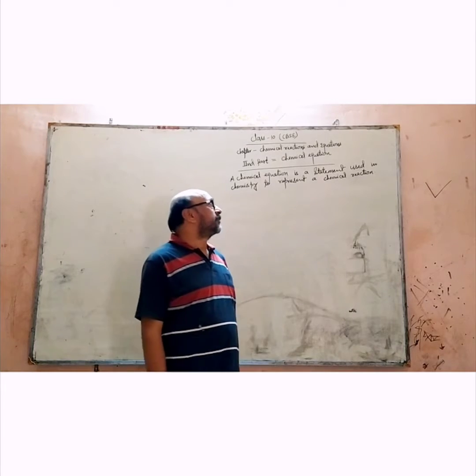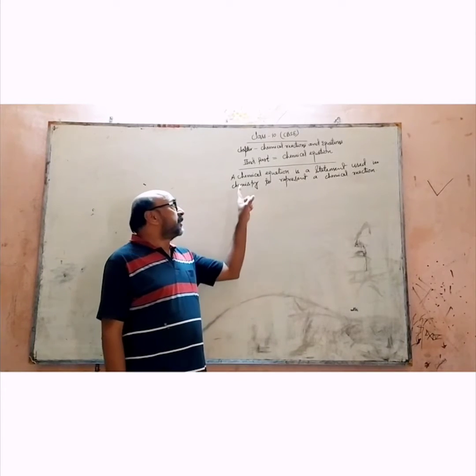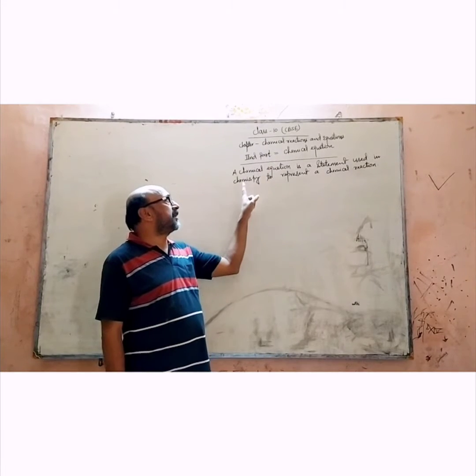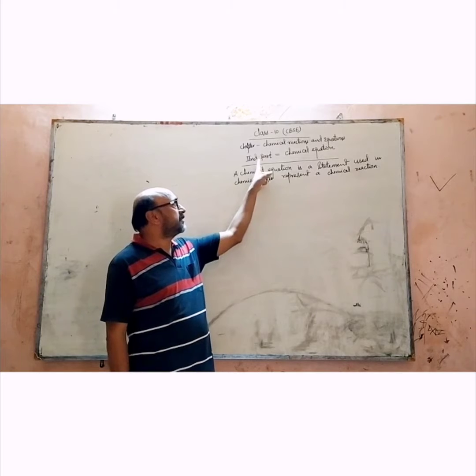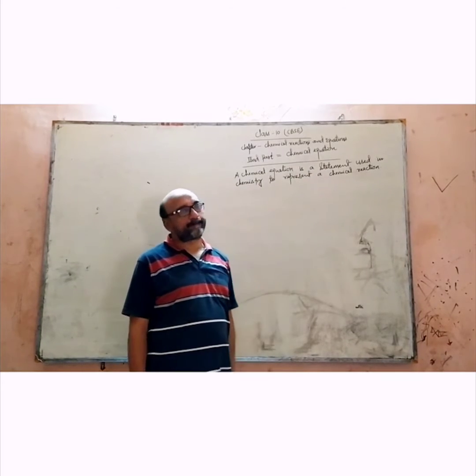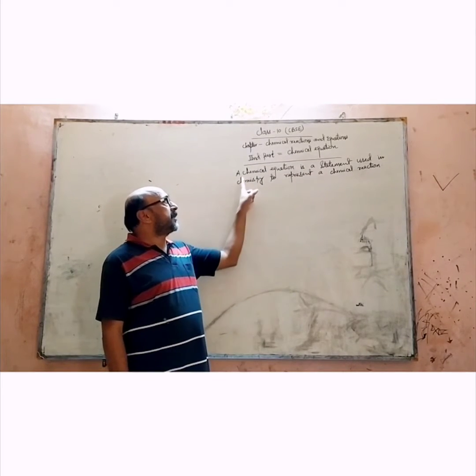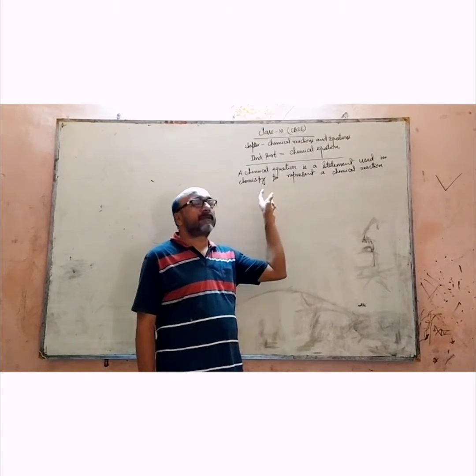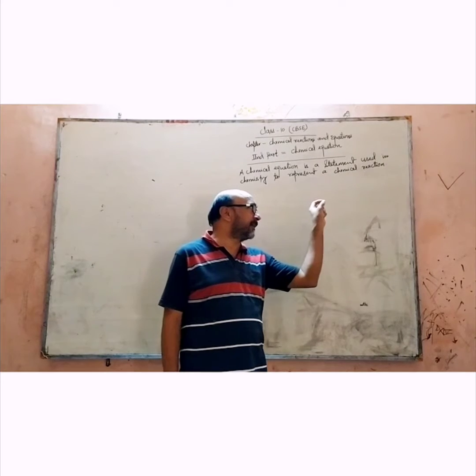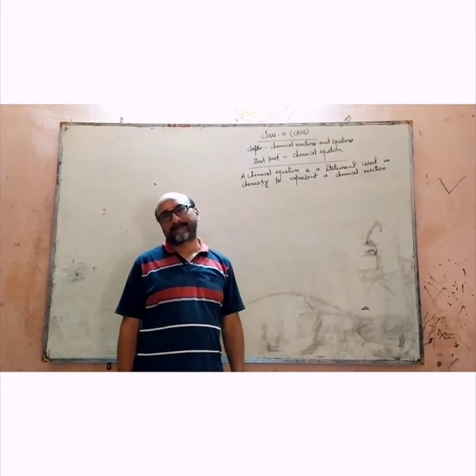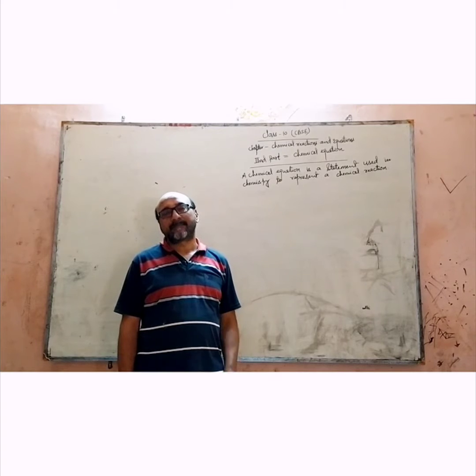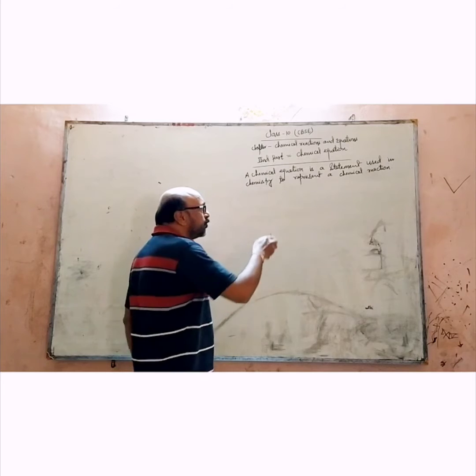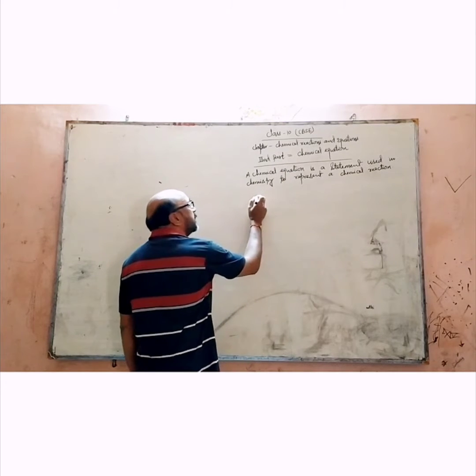Okay, so the second part of the chapter Chemical Reactions and Equations is the chemical equation. A chemical equation is a statement used in chemistry to represent a chemical reaction.